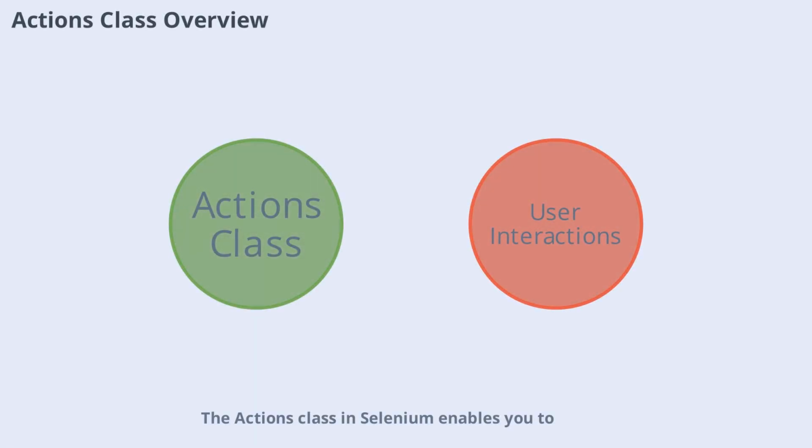The Actions class in Selenium enables you to simulate complex user interactions such as mouse hovering, drag and drop, right-clicking, and double-clicking. To use these actions, you create an Actions object, chain the desired actions, and call perform to execute them. This class is essential for automating rich, interactive web applications.